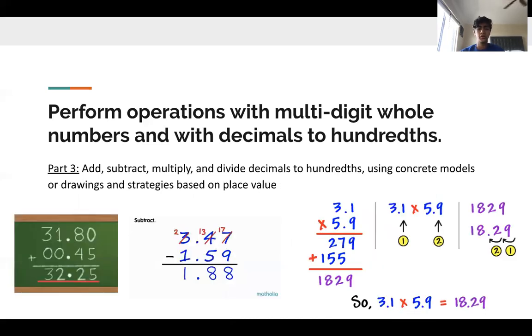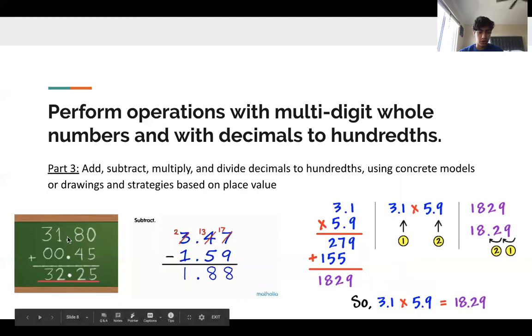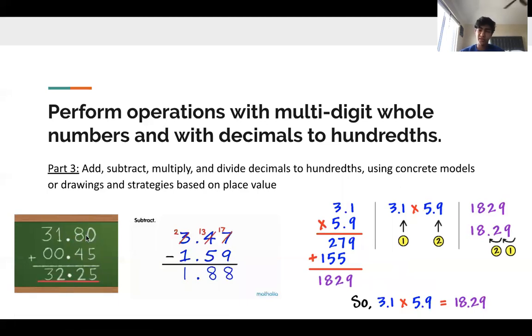Now, this next part is going to be the part that you might be a little unfamiliar with, and they just want you to know how to add, subtract, multiply, and divide decimals to the hundredths. So let's understand how to add them first. If we had 31.80 plus 0.45, the first thing you want to do is line up the decimal points. So it's just like a normal addition problem. Then from there, it's pretty simple. Just do 0 plus 5 to give you 5.